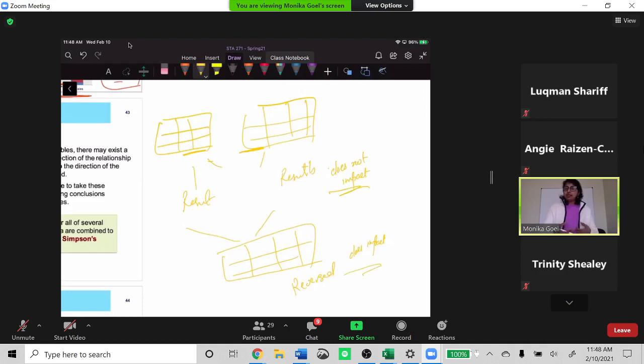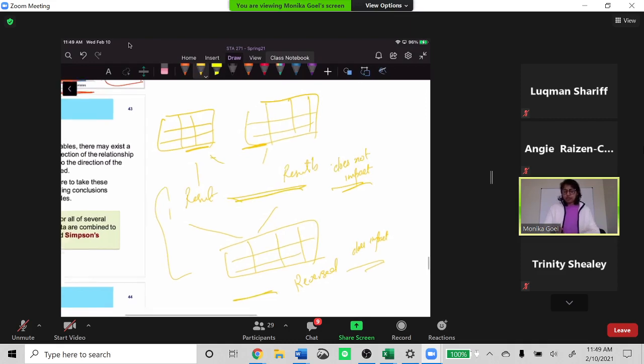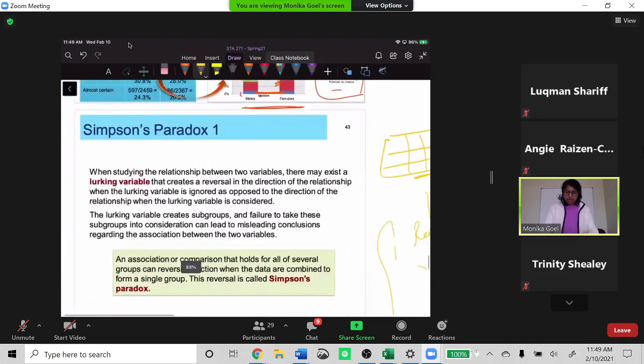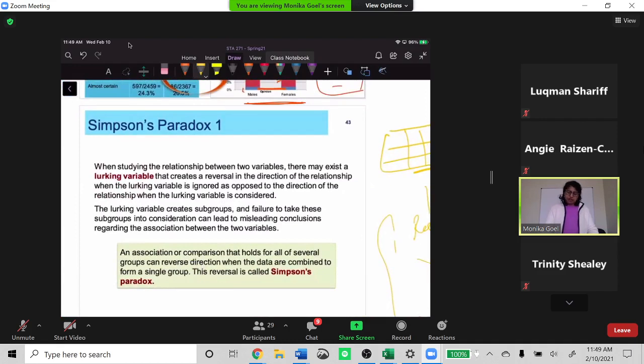Because there is a lurking variable, and I mentioned a lurking variable is a hidden variable that is neither in your explanatory, nor in your response variable, but it is affecting your results. And when I'm saying it is affecting your results, it's changing your results completely. It's reversing the direction. So here we are concluding totally opposite. And why? Because there is a lurking variable, and we will talk about this with an example in the next class. So let me just talk about the definition.